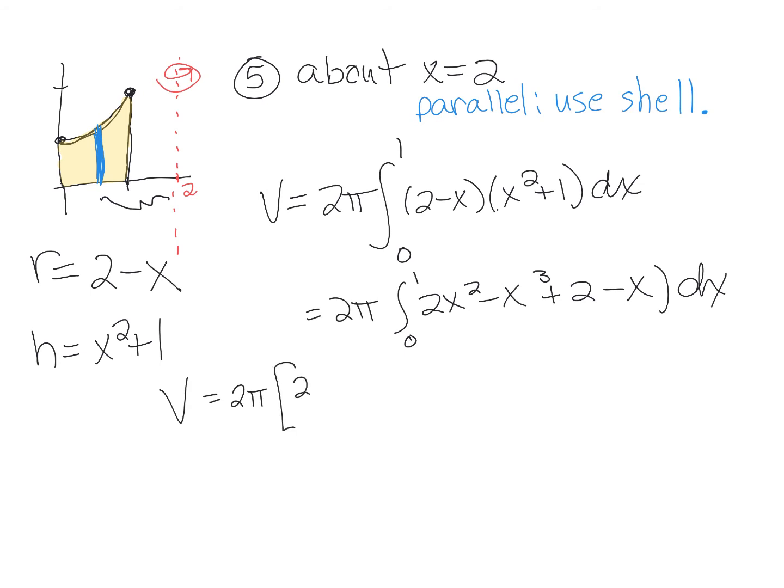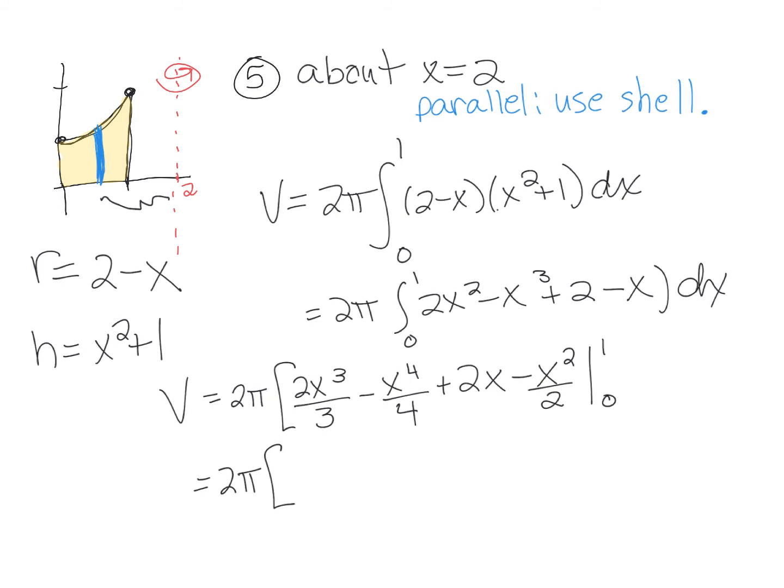Integrating term by term, I get 2x cubed over 3 minus x to the 4th over 4 plus 2x minus x squared over 2. That gets evaluated from 0 to 1. Obviously, when I plug in a 0, I'm going to get a 0. So all I need to do is plug in the 1 and then get common denominators. So 2/3 minus 1 over 4 plus 2 minus 1/2.